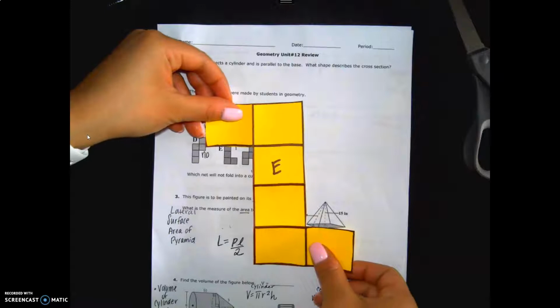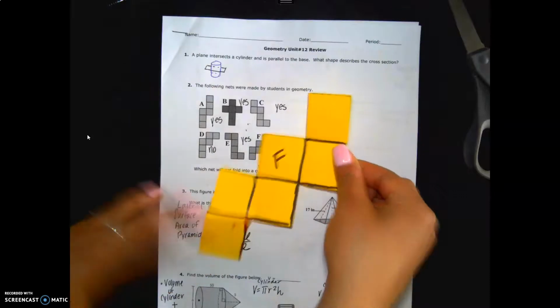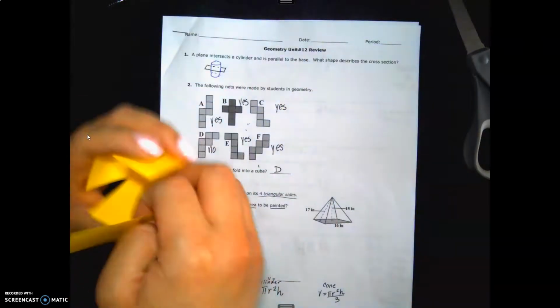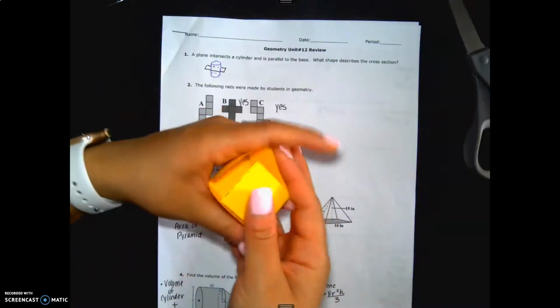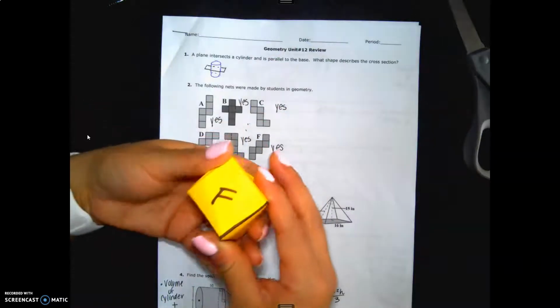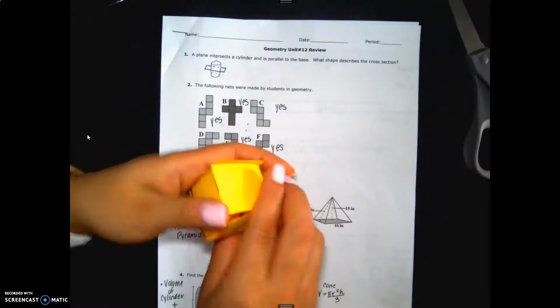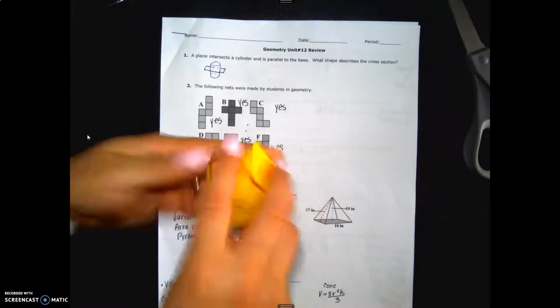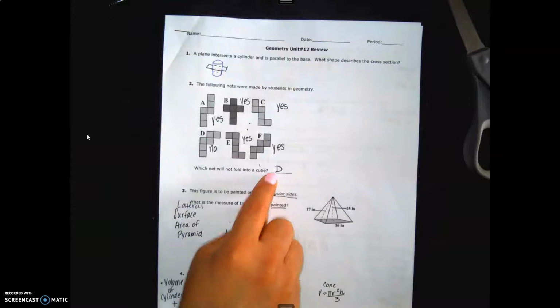All right, E looks like this. We've got our 4 sides and our top and bottom. So yeah, E works. And then the last one was F. Kind of a strange shape. My advice to you, if you get on the test and you have one of these examples, is to draw it and try to fold it yourself. But anyways, F does work. It's got all 6 faces here. So F worked. So our answer to number 2 was D.